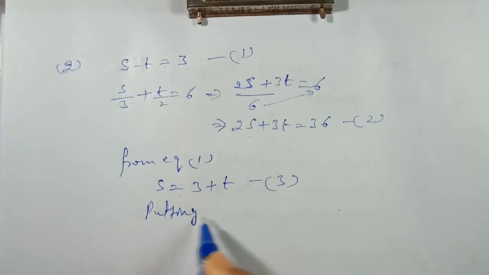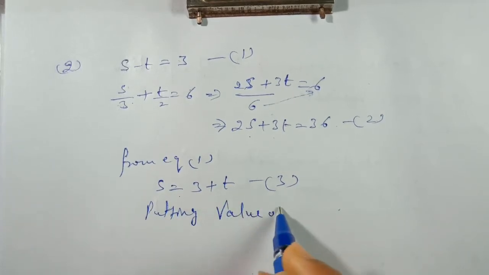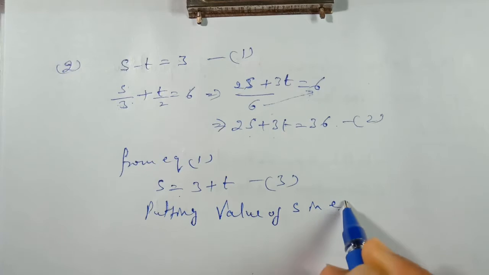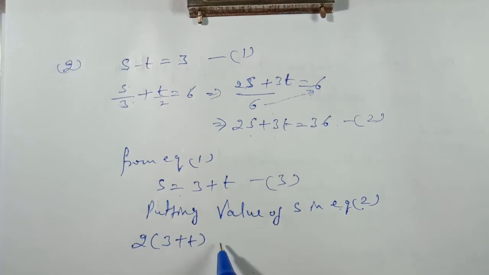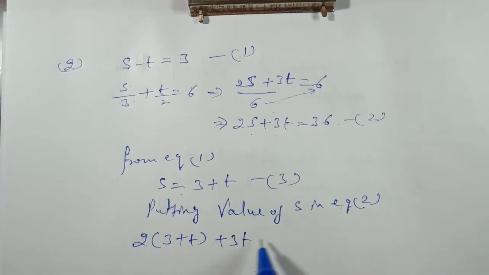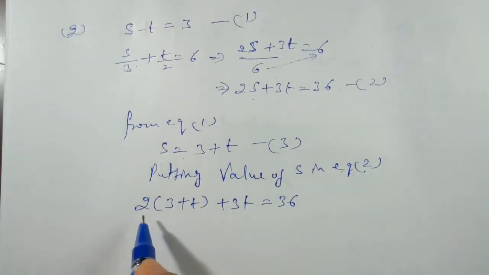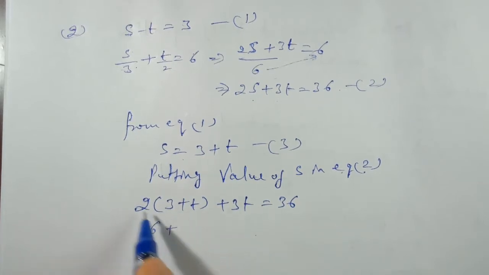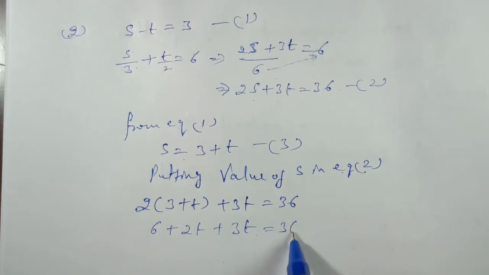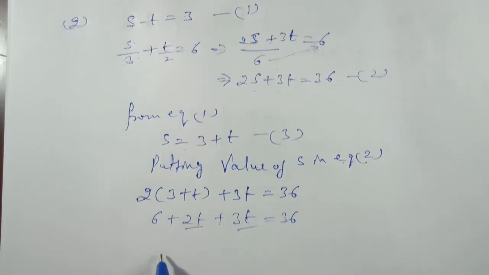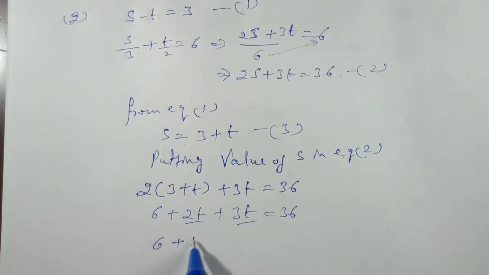Putting the value of s in equation second, what we'll get? In place of s we have to write 3 plus t, plus 3t equal to 36. Open the bracket, 2 times 3 is 6, keeping in mind the sign rule. 6 plus 2t plus 3t equal to 36. Like terms will be calculated, so 6 plus 5t, both are positive.